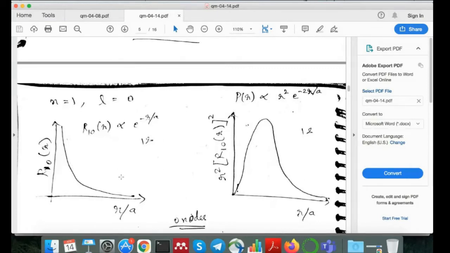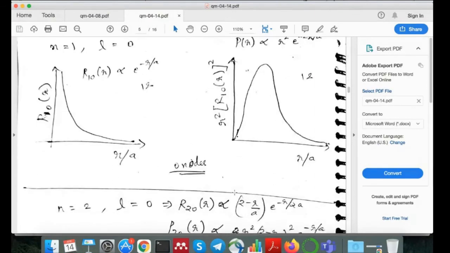Now you can see from these graphs that it never goes to zero. It never crosses zero on the y-axis, which means there are no nodes. I hope by now you know what a node means. A node means that at that point, the probability of finding the electron is zero. In both these cases there are no nodes, so you are not going to get any zero point while the plot is still decaying. That does not happen.